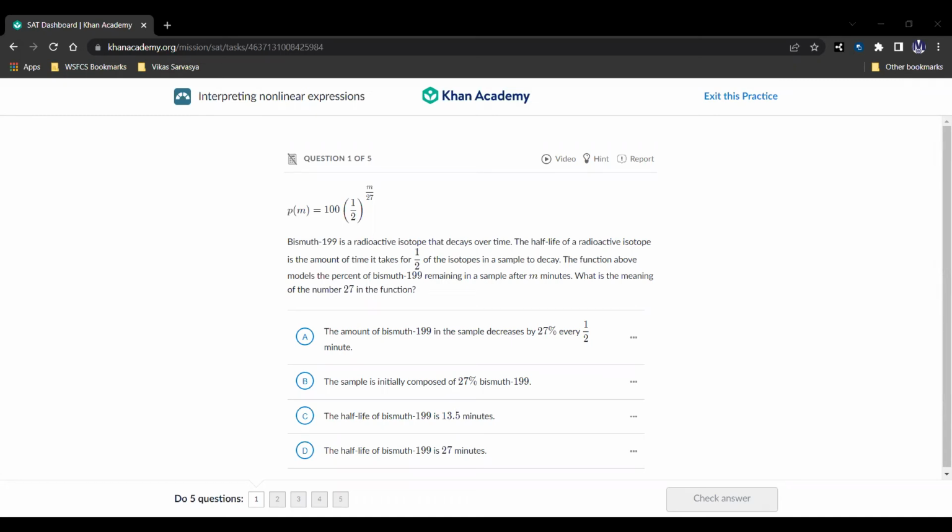And welcome. Today we're going to be looking at interpreting nonlinear expressions. As always, we're going to be going through 5 questions, explaining them and looking at the intricacies of this topic so you can ace the SAT math portion. We finished the Heart of Algebra and we're now on the Passport to Advanced Mathematics.